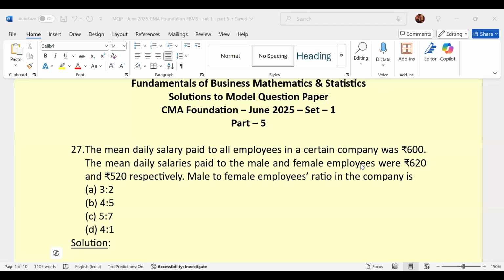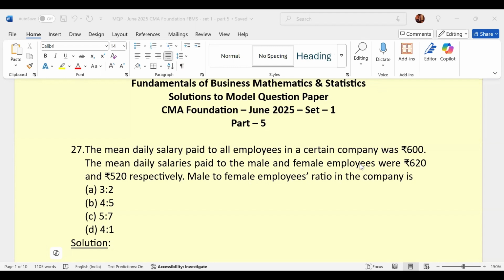Hello everyone. This is in continuation to solving of set 1 question paper of CMA Foundation June 2025. Subject is Business Mathematics and Statistics. This is part 5. Question number 27.